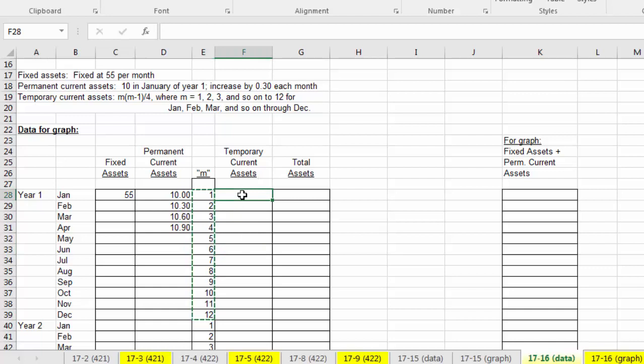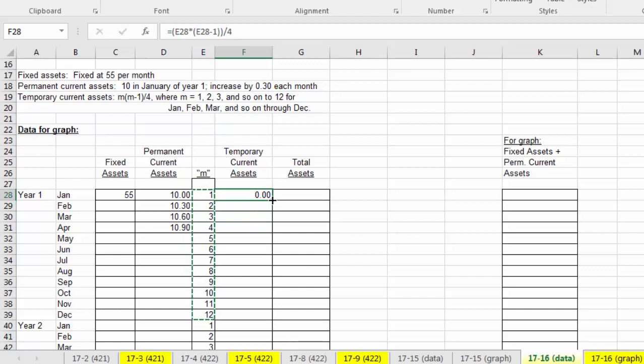And then temporary current assets equals, it says equals M divided by M minus 1 over 4. So equals M divided by M minus 1. Notice I'm just substituting the actual value for M. M times M. Oh, whoops, I messed this up. Let's do a new bracket here. Temporary current assets then equals M times M minus 1. So the value of M now, M times M minus 1, is the cell reference divided by 4.